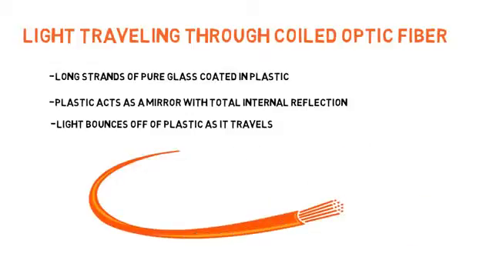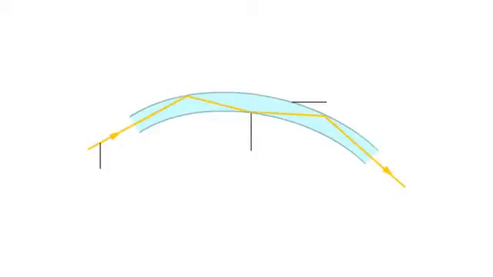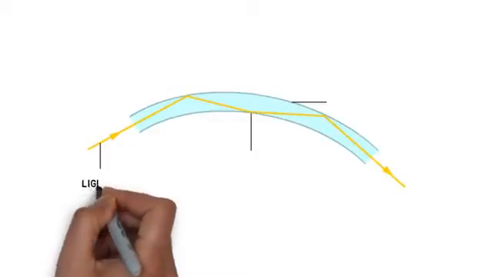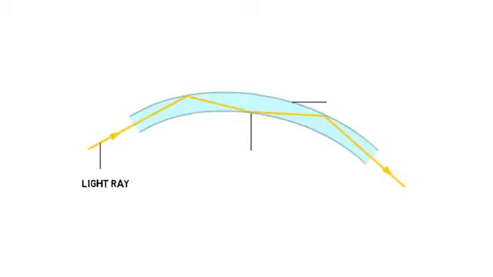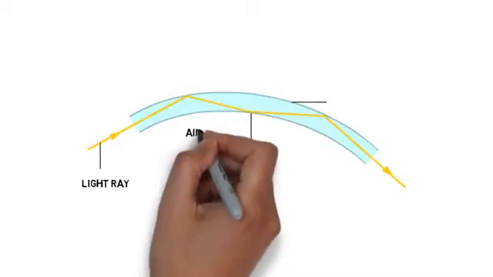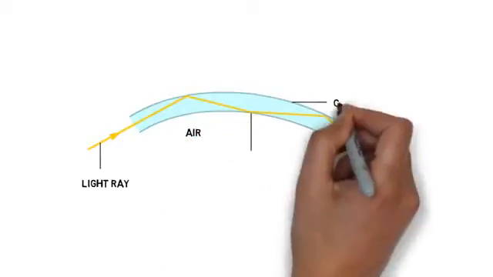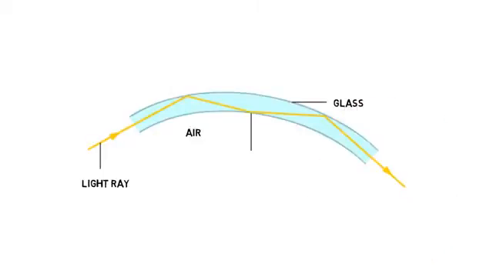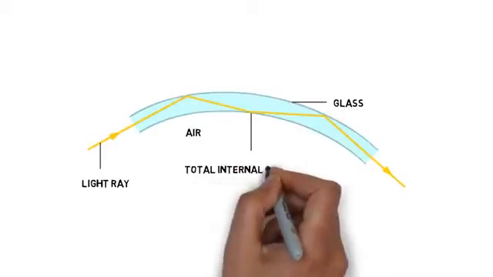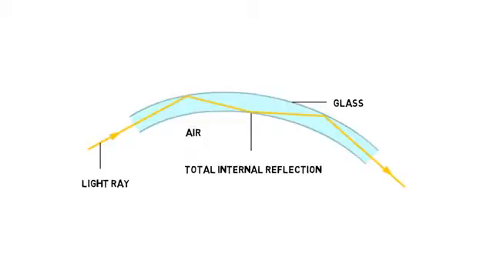Let's go into greater detail of how exactly light travels through a coiled optic fiber. Here's a picture of an optic fiber that we'll label together. Here we have light traveling through an optic fiber with air on the outside. And as it travels, it bounces off the glass or cladding. As you can see, while the light ray travels through the optic fiber, it is unable to escape and exhibits total internal reflection. Through this process, optic fibers can virtually bend light to reach a desired destination.